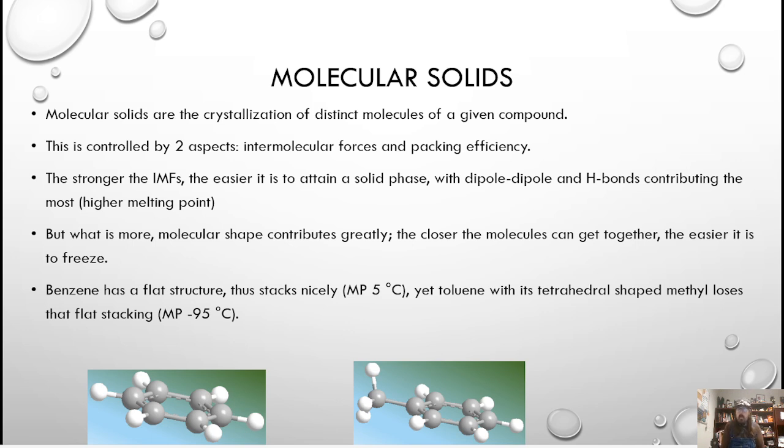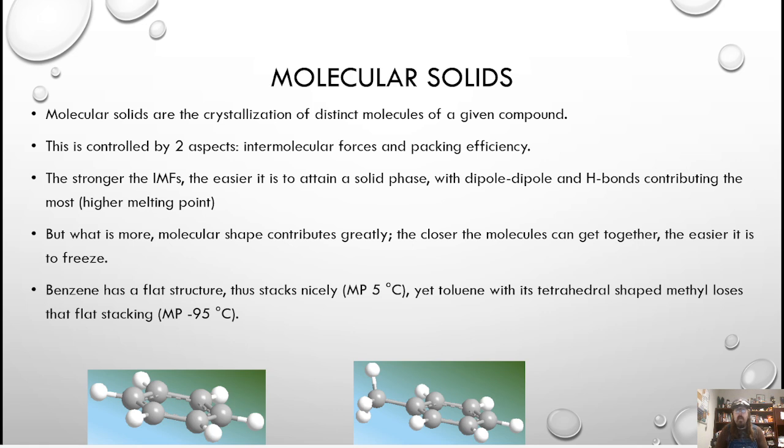So things with dipole forces and hydrogen bonds typically have a higher melting point. I mean, it's easier to freeze them. But molecular shape is another thing that greatly contributes. Just for example, benzene is a C6H6 structure. It's a flat structure with double bonds, and so it has a nice pi cloud, and so it's essentially flat, and it stacks perfectly on top of other benzene molecules. So benzene freezes at 5 degrees C.